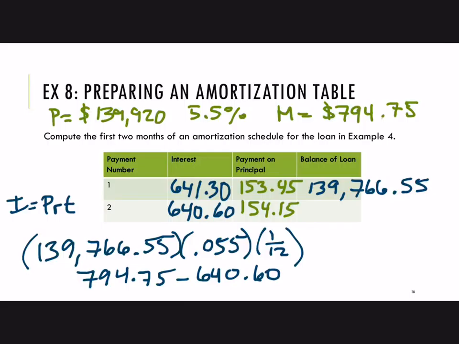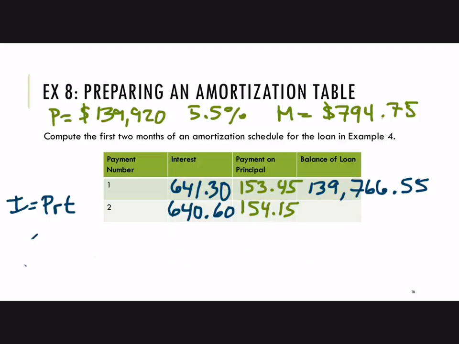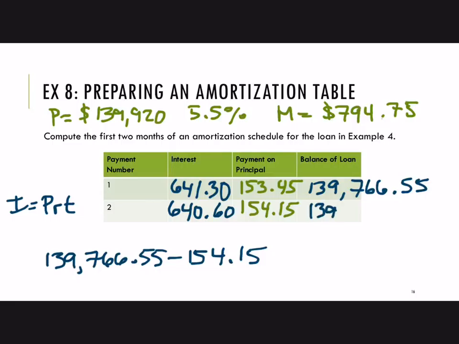Okay, and then subtracting to find the balance of the loan. All right, so we're keeping a running total here. So the previous balance from the previous month was $139,766.55. And now you're subtracting $154.15, that's the second month's payment on principal. And then the new balance is $139,612.40.